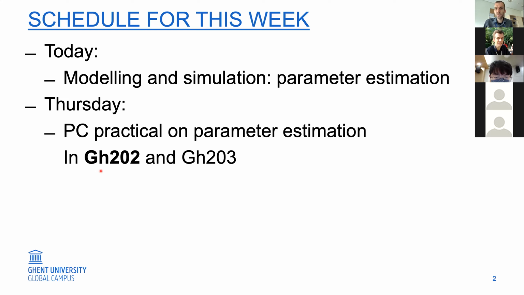So the people that are in B1, just go to room 202 on Thursday. The people that are in room 203, nothing changes. So the people with Negin go to room 202. The people with Abiodun stay in room 203.